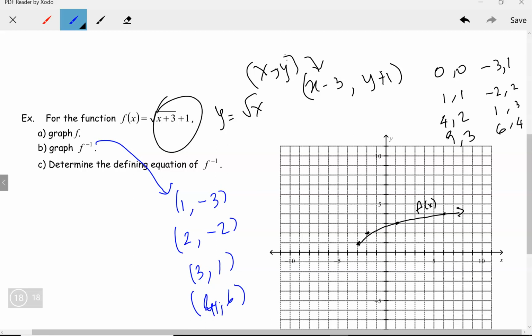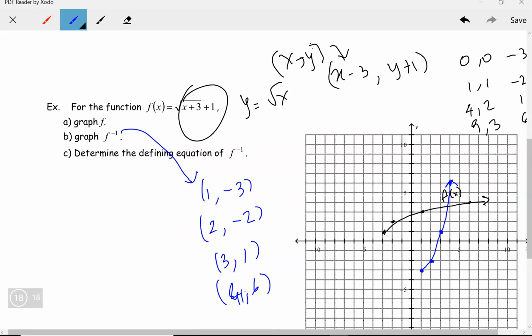So let's just plot that: (1, -3), (2, -2), (3, 1), (4, 6), like so, and determine the defining equation.